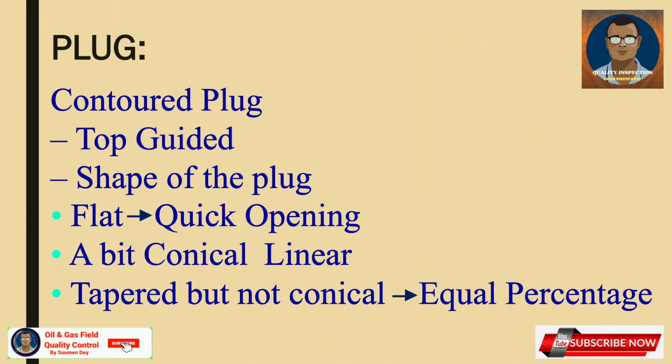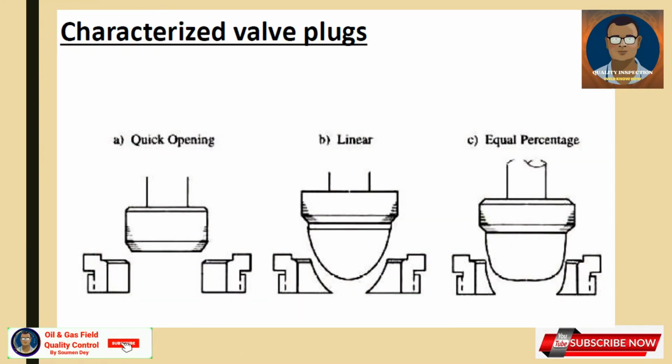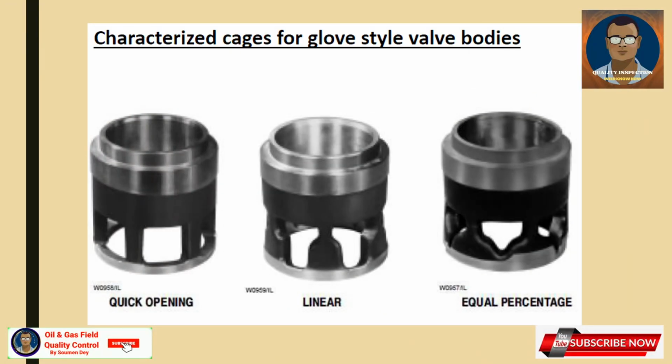Plug, which is very important for a control valve. Contoured plug is top guided. If the shape of the plug is flat, it is quick opening; a bit conical, linear; tapered but not conical, equal percentage. Characteristics of valve plug: you can see quick opening, linear and equal percentage. The diagram explains, and here is the actual photo: quick opening, linear and equal percentage.